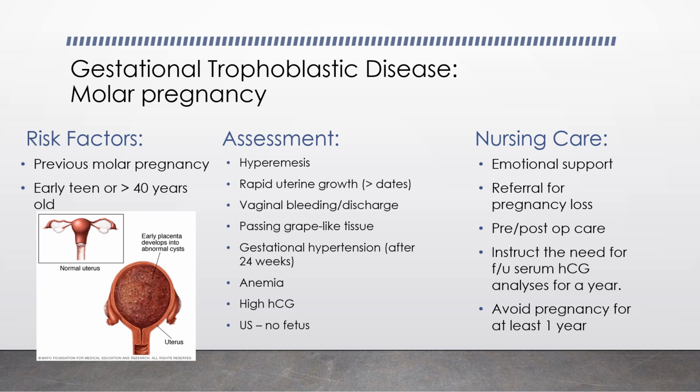If the pregnancy progresses after 24 weeks, you're likely to see gestational hypertension. You may see anemia related to the bleeding. They probably will have a high human chorionic gonadotropin, or pregnancy test, so that quantitative value will be abnormally high. And when they do an ultrasound, they're not going to find a fetus. So this, again, is a pregnancy loss.